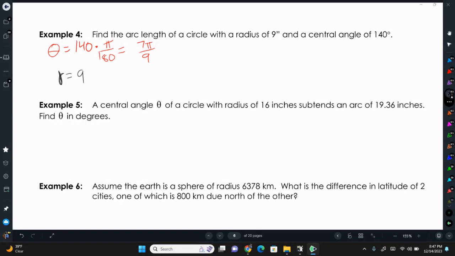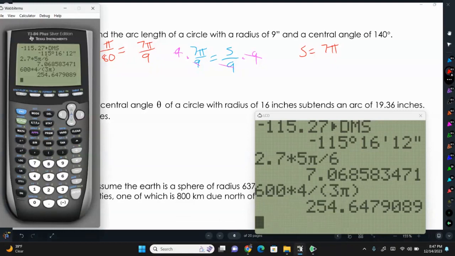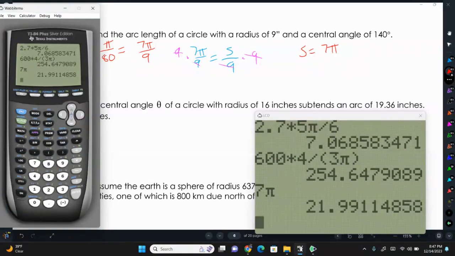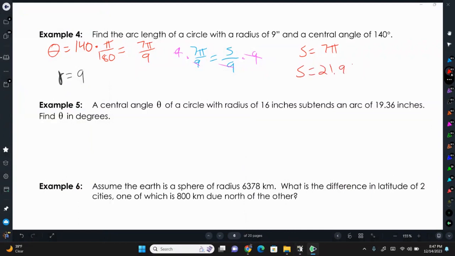And then the R value here is 9. So that is going to be 7 pi over 9 equals S over 9. Multiply both sides by 9. The 9s are actually going to cancel out. So then S is equal to 7 pi. And if we type that into the calculator, we get 21.99 inches.